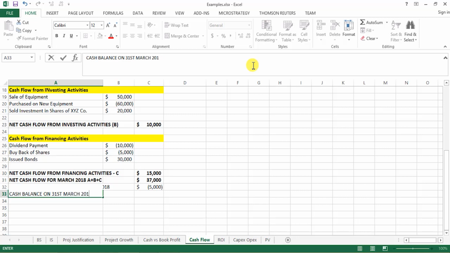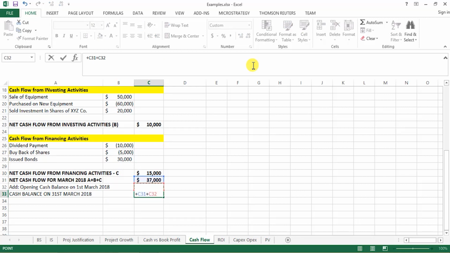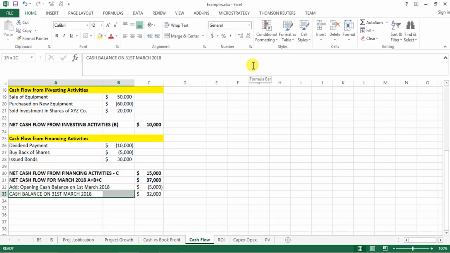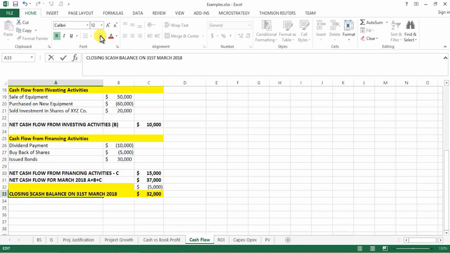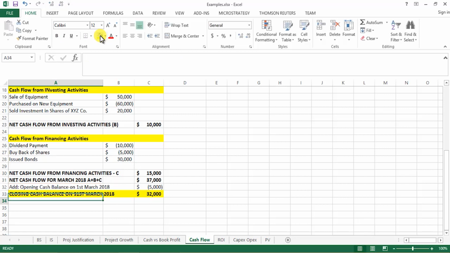2018 as $37,000 minus $5,000, that is $32,000, is your net cash balance at the month of March, or you can say precisely the closing cash balance in March 2018. The closing cash balance as on 31st of March 2018 goes to $32,000.